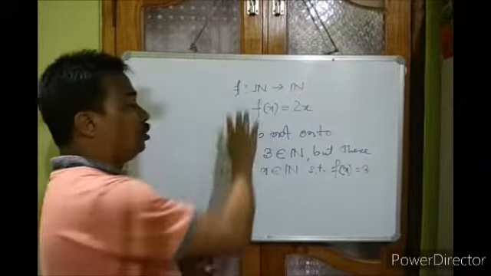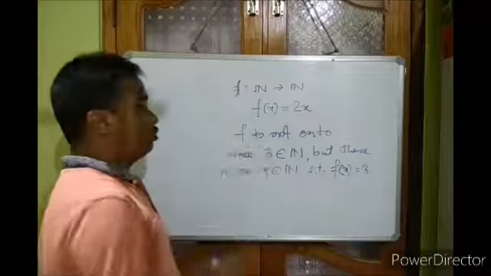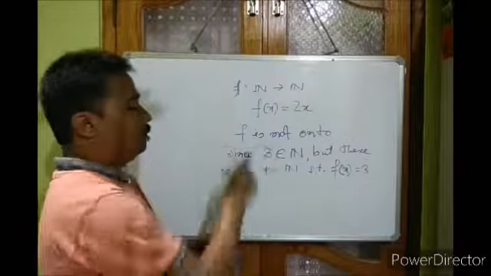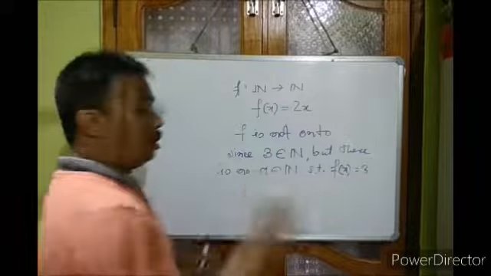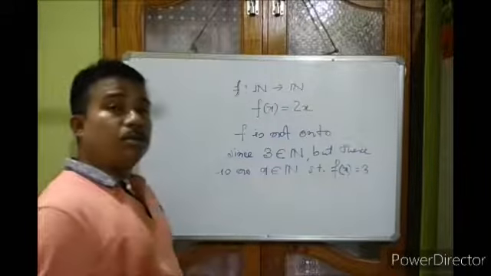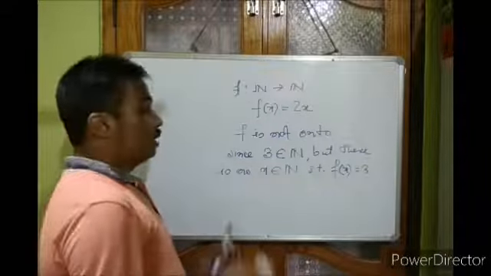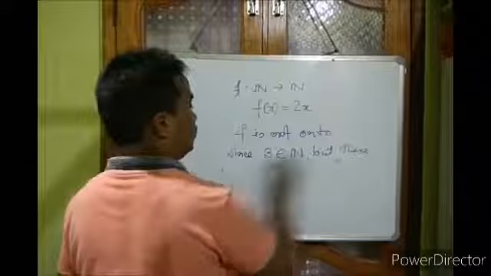So in this way, we prove that the function is not onto with the help of a counter example. Now, how to show that functions are onto and one-one as well? So let us take one more example.